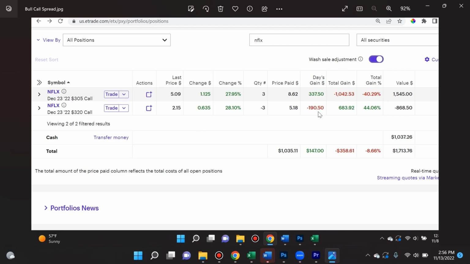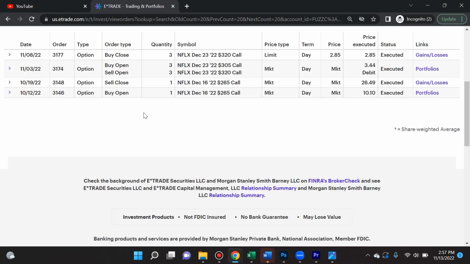Netflix sank in price. So as you can see here on the call option, I was now down $1,042. But because I sold a call option at a strike price of $320 and now it's getting closer to that, the gain on that option was $683.92. So I was down 40.29% on the call option that I bought, and I was up 44.06% on the call option that I sold. And now I think it'll make a little more sense when I show you the executed orders in my account.